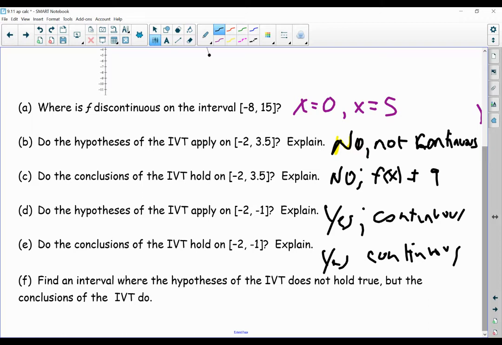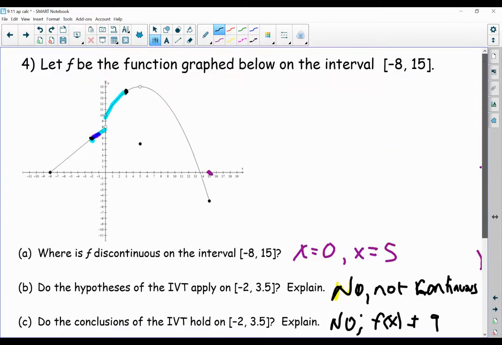If we say no to the hypothesis, we could still say yes to the conclusion, but we can't guarantee it. In fact, the question says find an interval where the hypothesis does not hold true, but the conclusions of IVT do. Now this is the really tricky part. So we're going to look at this graph. I want the hypothesis to fail, which means I want it to be discontinuous on an interval.